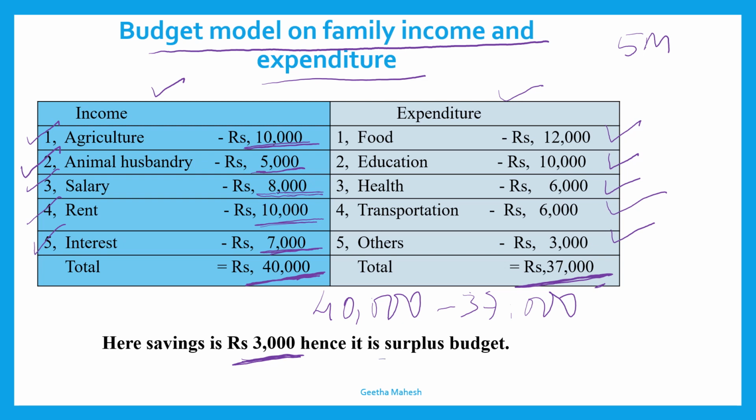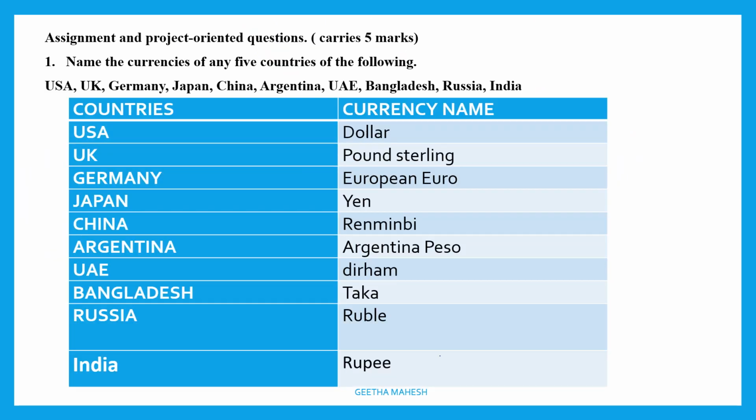So my family budget will be a surplus budget. Dear students, the last one is name the currencies of any 5 countries of the following. Here they have given country names. You have to choose 5 countries and name the 5 countries' currencies, or you have to list out the names of currencies of different countries.